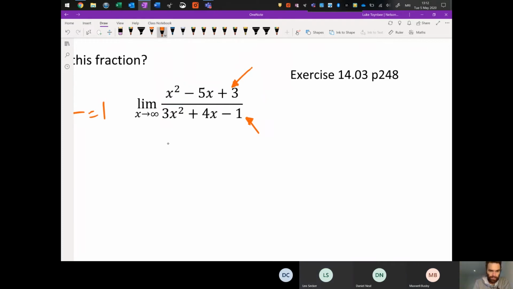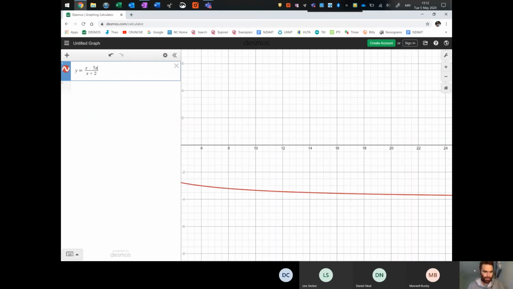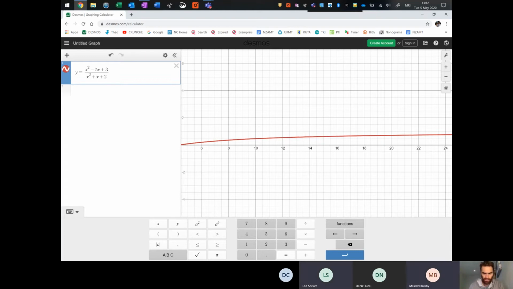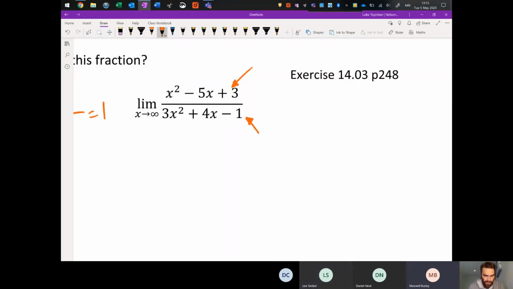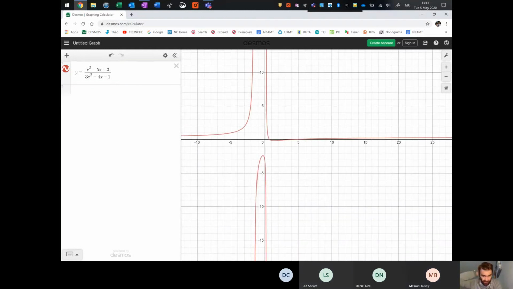So what we do, and if I graph it again, if someone can just read it out to me. x squared minus 5x. No one can read it out to me because it's on a different screen. Plus 3. Plus 3. This should be x to the power of 2. This is x to the power of 2. Isn't it 3x to the power of 2? 3x, yep. Plus 4x minus 1, was it? Yeah. That's a real funky looking graph, eh?